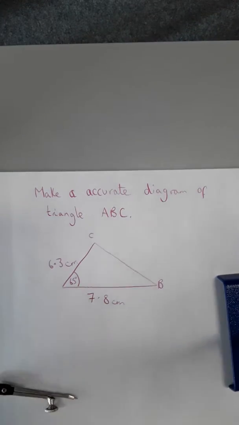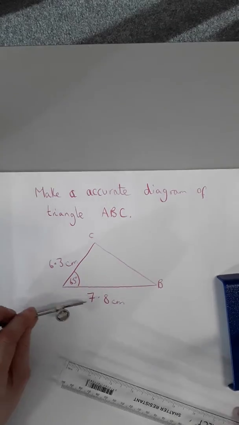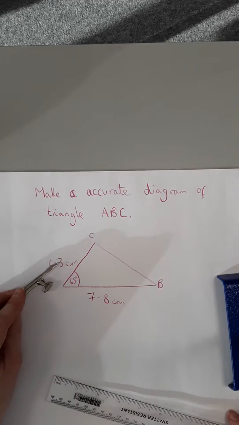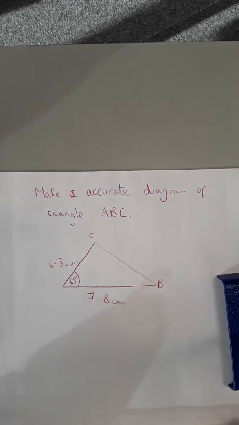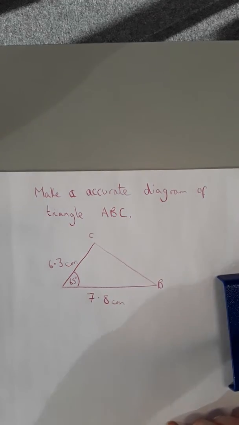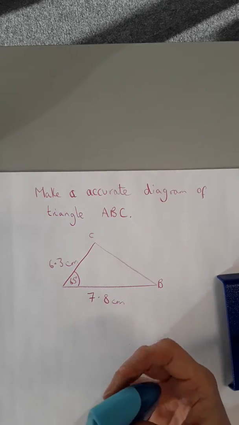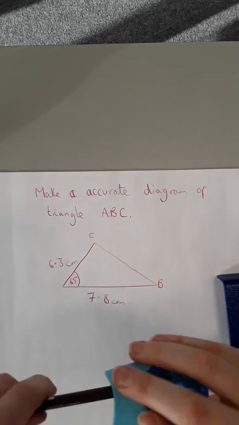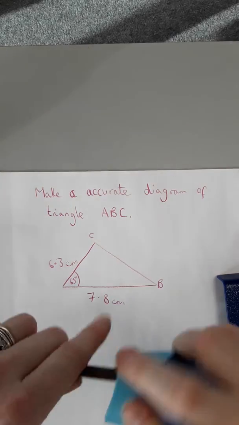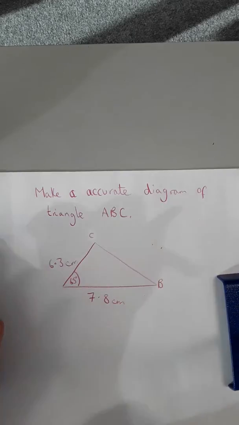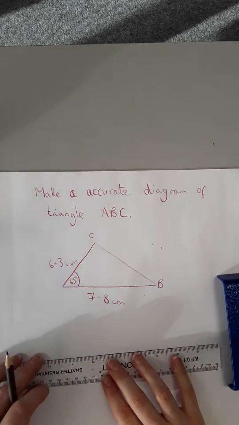Now, the first thing I tend to do to make sure I don't go wrong is I will measure this out on a separate line, and I'll also measure this out on a separate line and mark them accurately so that I don't make a mistake. The trick is to have a really sharp pencil. So I always make sure I have a sharp pencil, and the best type to use are a 2H because if they don't smudge, they give you a nice sharp line.